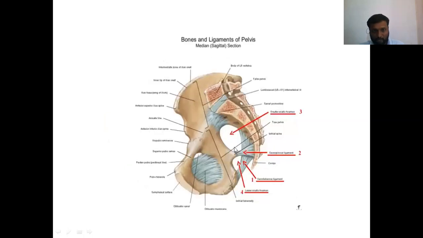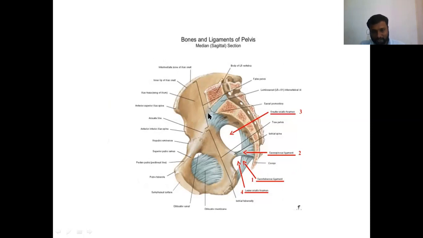Then what is meant by the ischial spine? See, this is the hip bone, with the ilium, ischium, and pubis. Three parts: ilium, ischium, and pubis. See here in this area, we can see a spine-like structure or a projection. See this projection. This is the ischial spine.